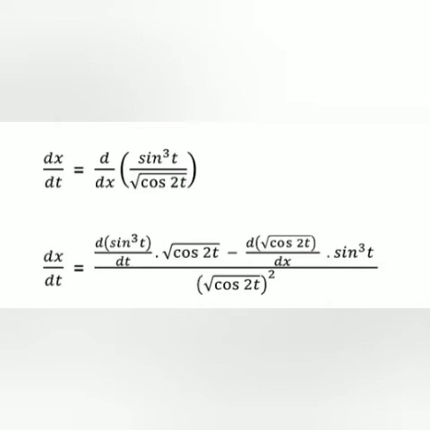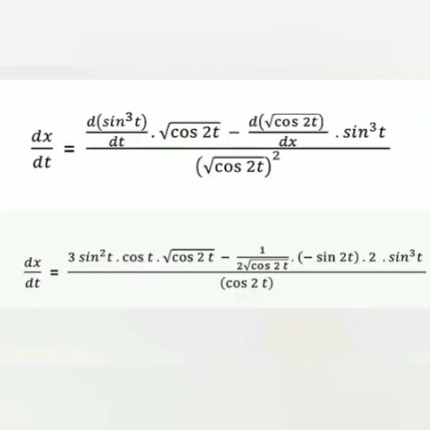Now here we have to find the derivative of sin cube t and under root of cos of 2t. Differentiation of sin cube t is 3 times sin square t, then differentiation of sin t is cos t, and differentiation of under root of cos 2t is 1 by 2 under root of cos 2t, then differentiation of cos 2t is minus sin 2t, and again differentiation of 2t is 2.